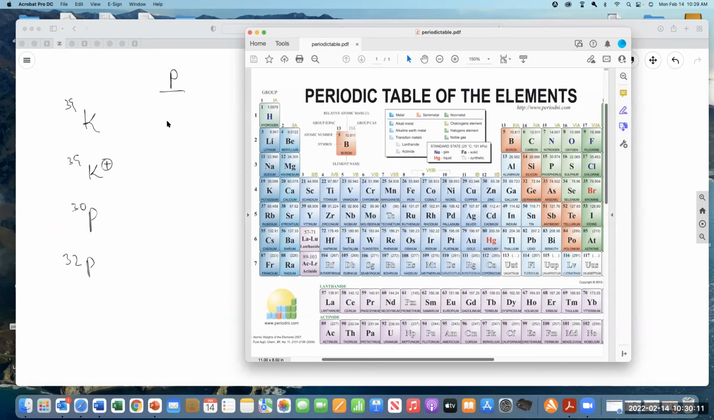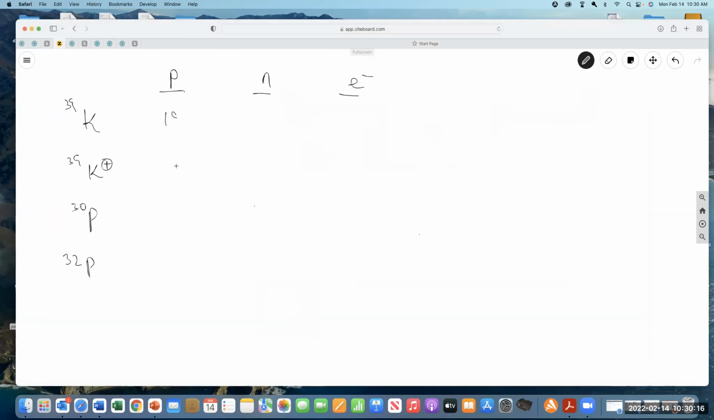Anyway, so let's just do the protons here. Potassium has 19 protons. And phosphorus is 15. All right, and then this is going to have 20 neutrons and 19 electrons. This is going to have 20 neutrons. This has 18 electrons. And then we'll just fill this out, and I'm going to talk about this. 15, 15, 15, 17, and 15.